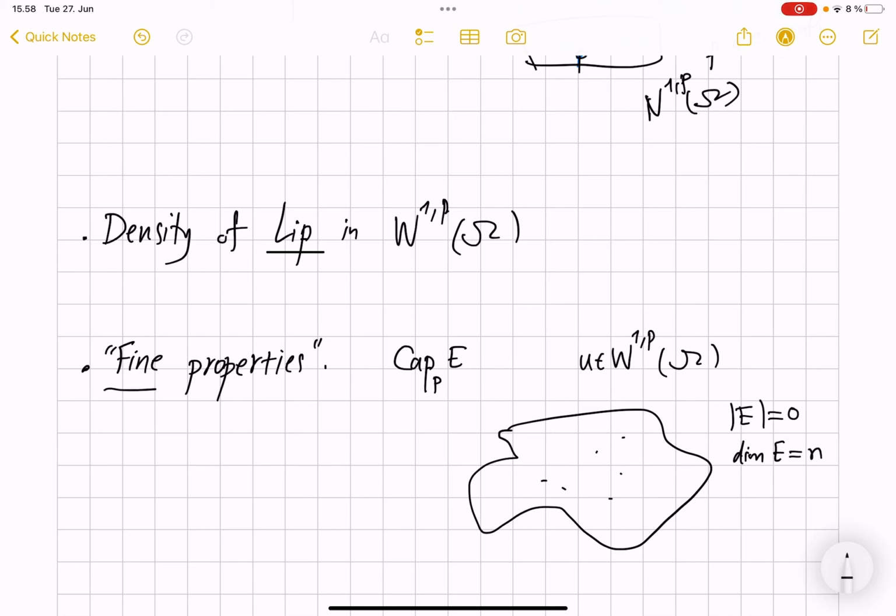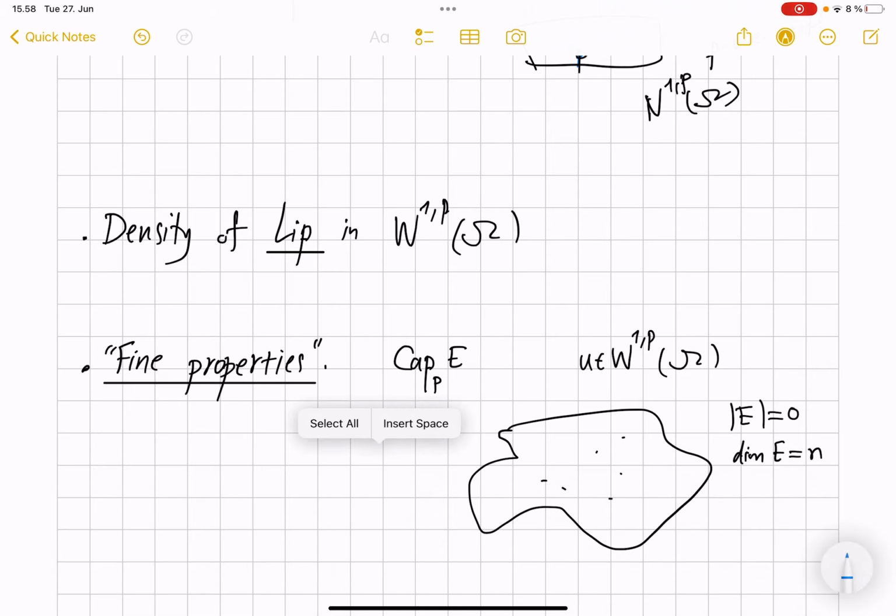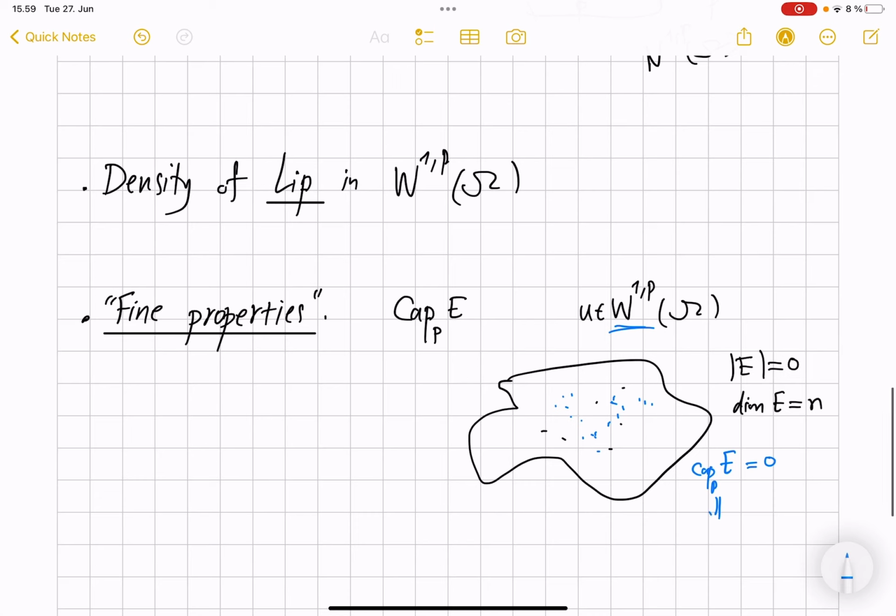What the fine properties say is basically that, in reality, a function that is in W^{1,p} can exhibit arbitrary behavior only on a set E which has p-capacity 0 or very small. And this in particular means that the dimension of the set is actually less than or equal to n minus p, which is much better than n.